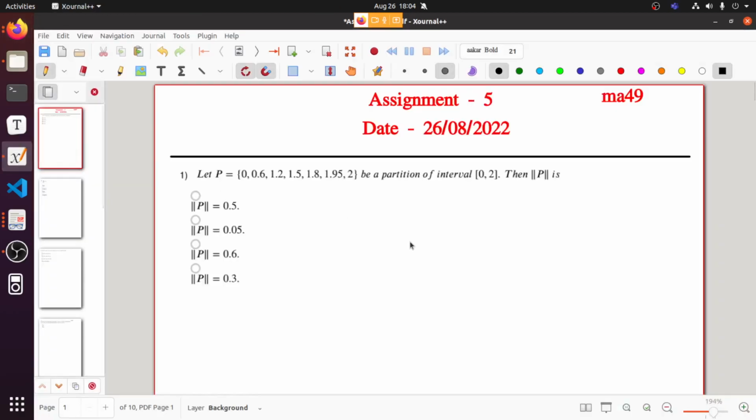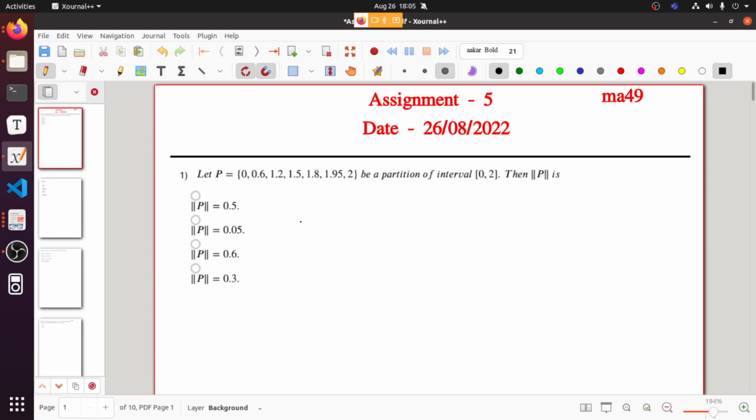So today we will discuss assignment 5 for the course MA 49. Let's start with the first question. Question number 1 says that P is a partition given like this: 0, 0.6, 1.2 and so on, in the interval 0, 2. You have to find the norm of the partition.